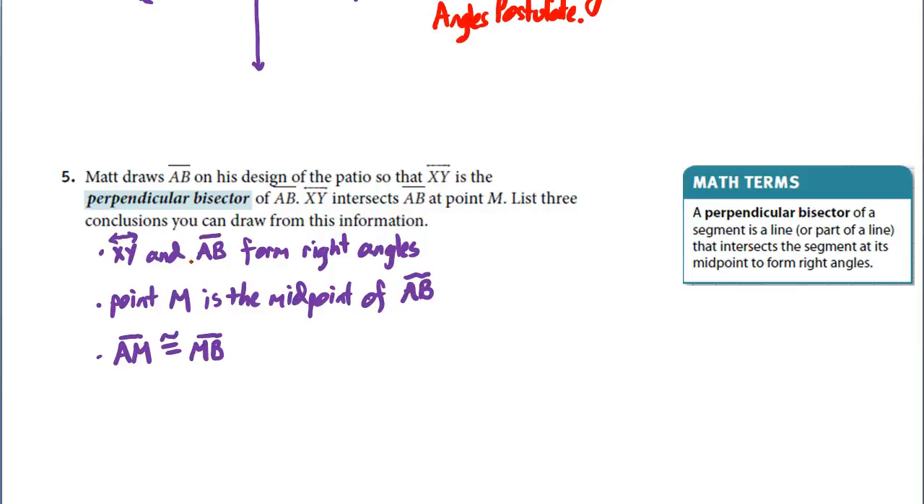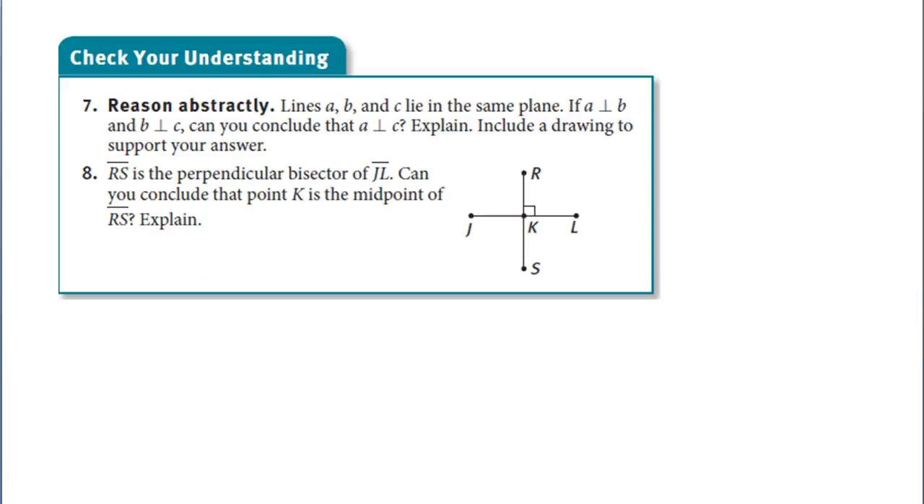The line and segment AB form right angles. Point M is the midpoint of segment AB, and segment AM is congruent to segment MB. Here are some check your understanding questions, so I'll pause the video.